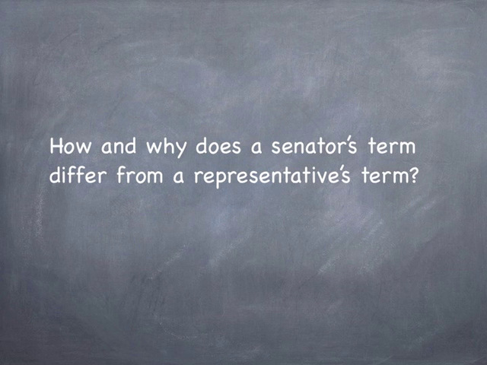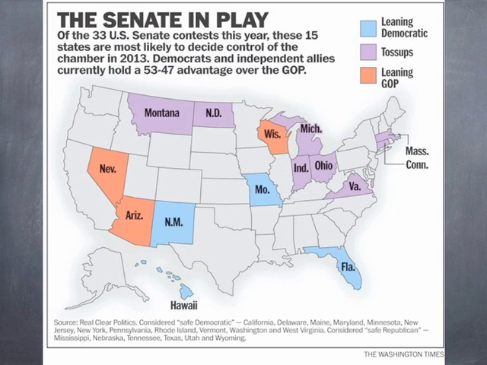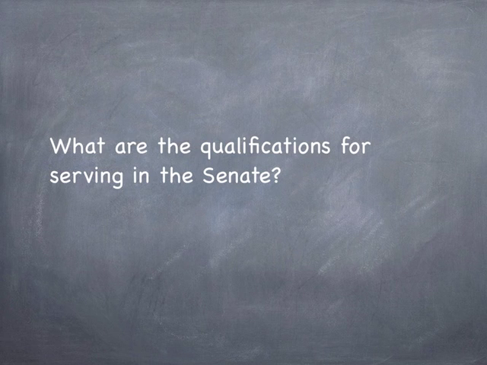How and why does a senator's term differ from a representative's term? Senators serve for 6-year terms. The Senate is a continuous body in that not all of its seats are ever up for election at the same time. What are the qualifications for serving in the Senate?